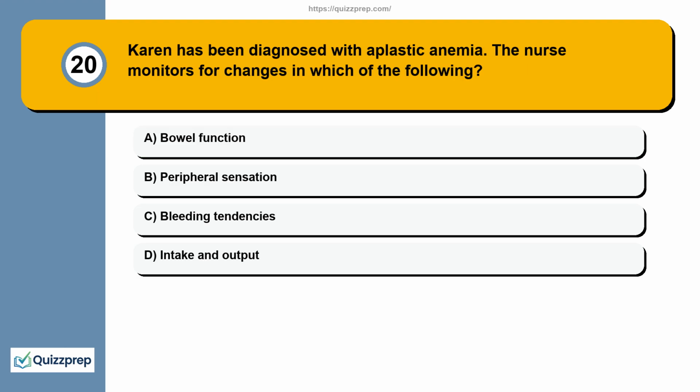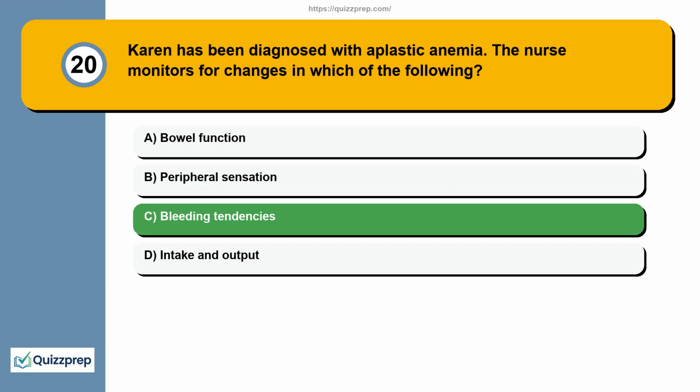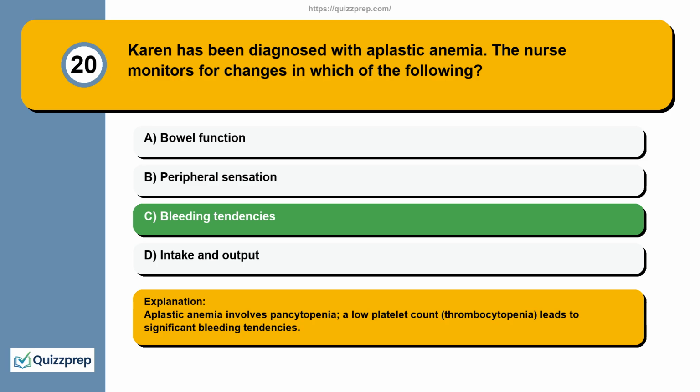Question 20. Karen has been diagnosed with aplastic anemia. The nurse monitors for changes in which of the following? Bowel function, peripheral sensation, bleeding tendencies, intake and output. Aplastic anemia involves pancytopenia. A low platelet count, thrombocytopenia, leads to significant bleeding tendencies.